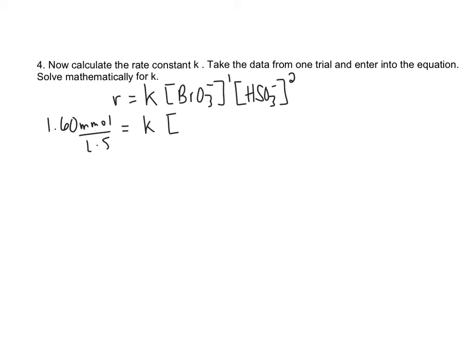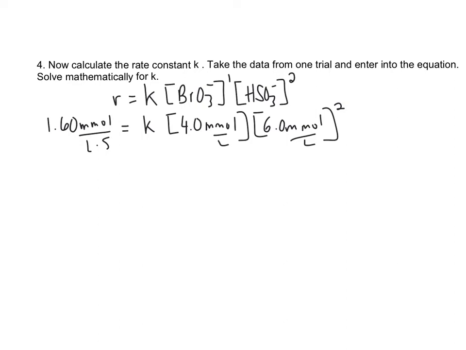Bromate, 4.0 millimoles per liter, and 6.0 millimoles per liter squared. You are going to get some bizarre units. Don't worry about it. You have to do the same math to your units as you do to your numbers.